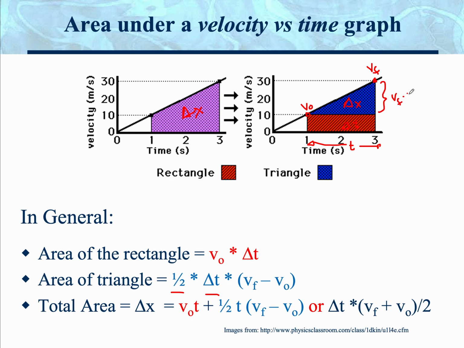You can rewrite that equation as down below here, just the sum of those two, the area of the rectangle plus the area of the triangle. Or if you rearrange that a little bit, you can rewrite it this way. But let me show you real quick where that comes from.